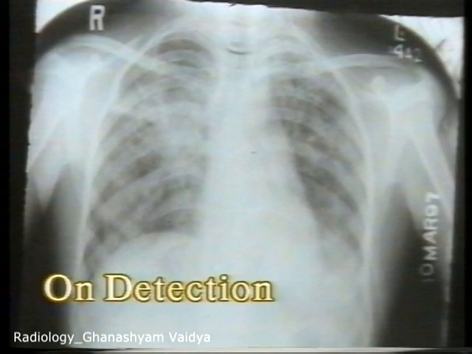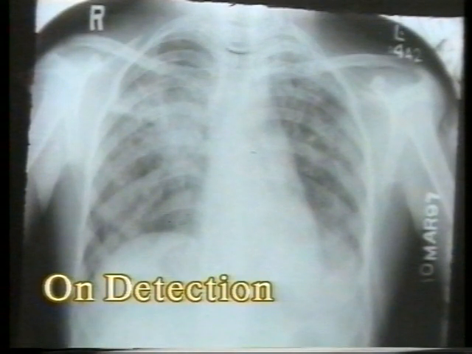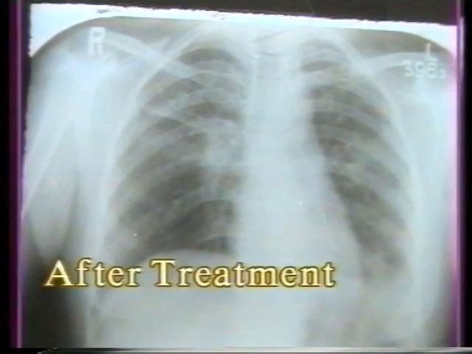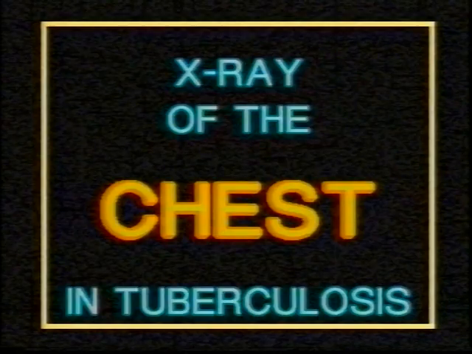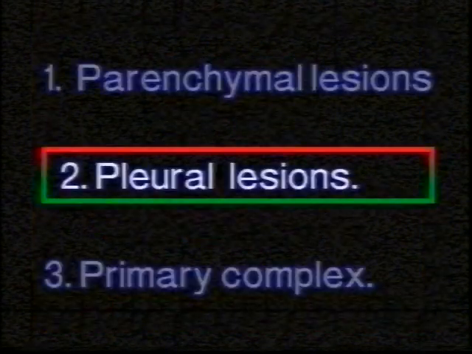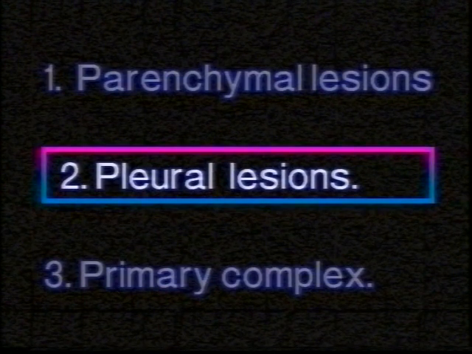Note this X-ray showing infiltration in the right mid zone and the left upper zone on detection. After completion of treatment, the right mid zone shows residual fibrosis, while the left upper zone has healed without trace. Now we will come to the pleural lesions.